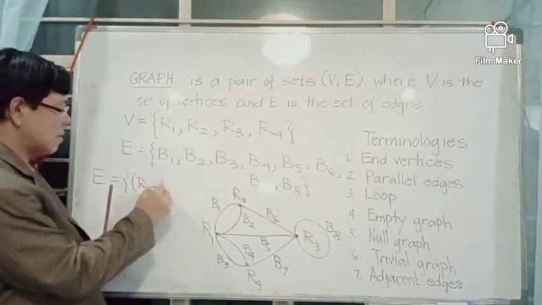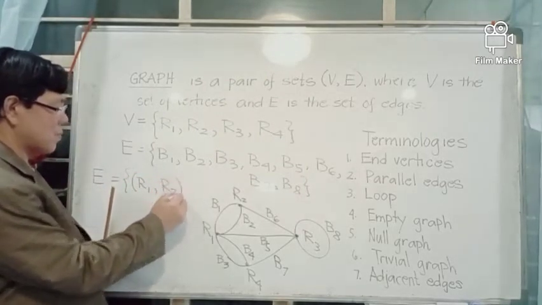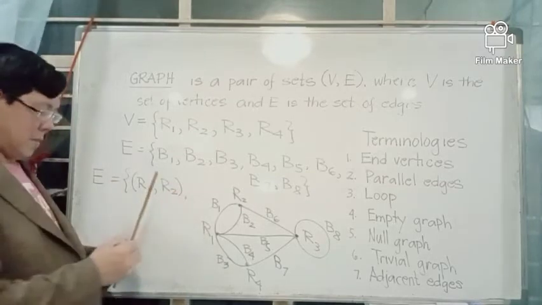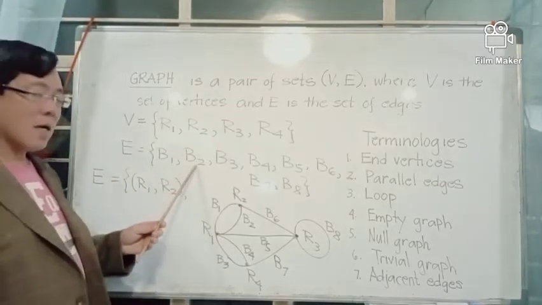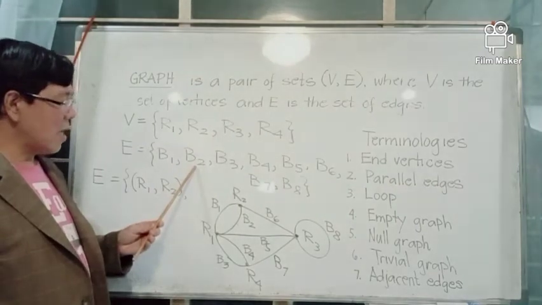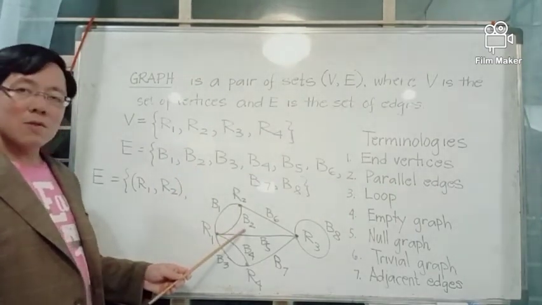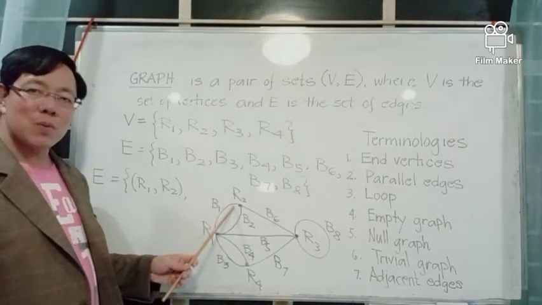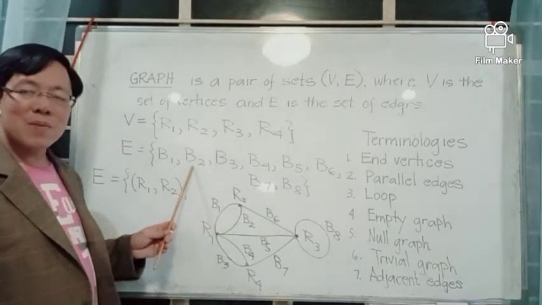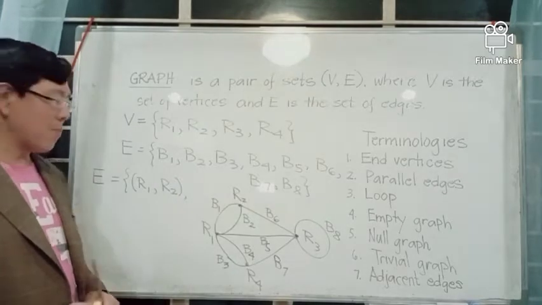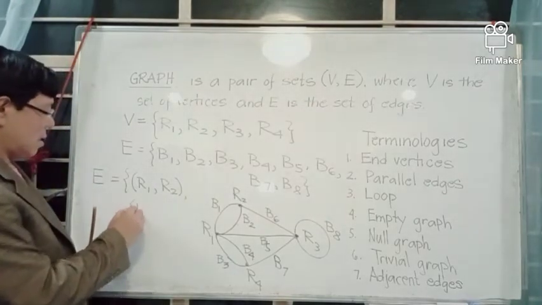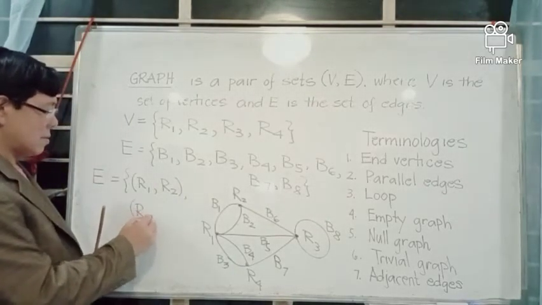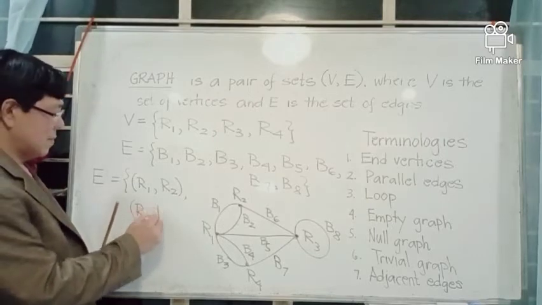R1, R2. And the second edge B2 also connects the same vertices R1 and R2. Instead of writing edge B2, we write the pair R1, R2.